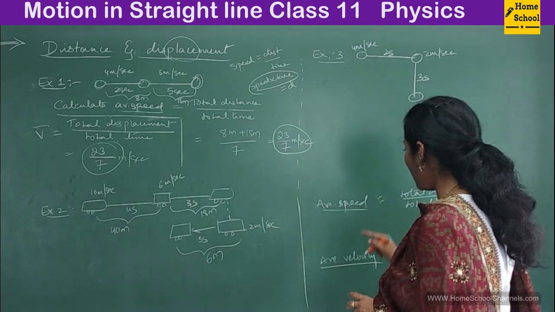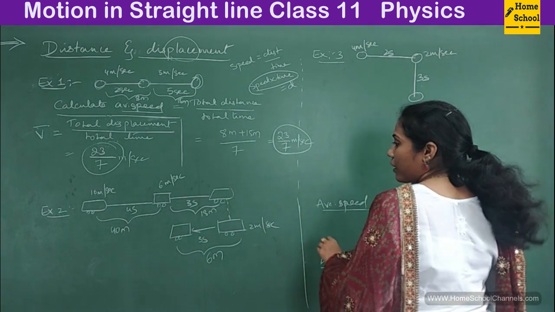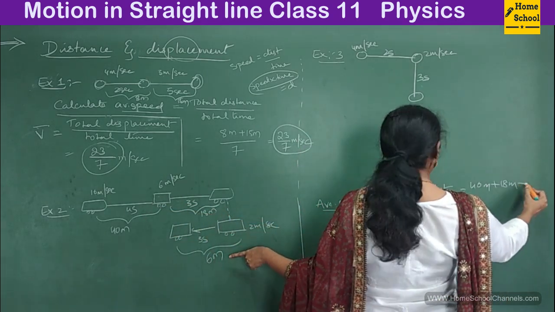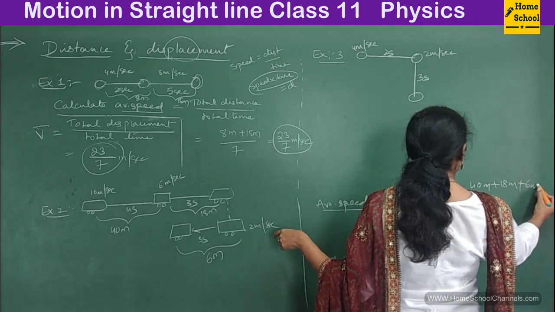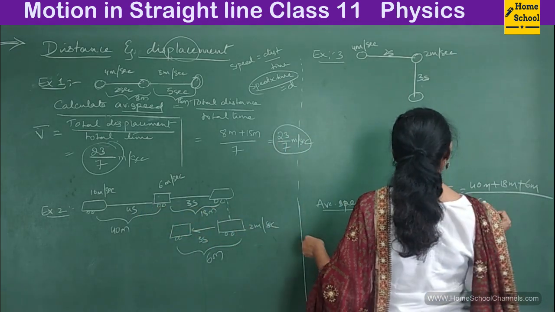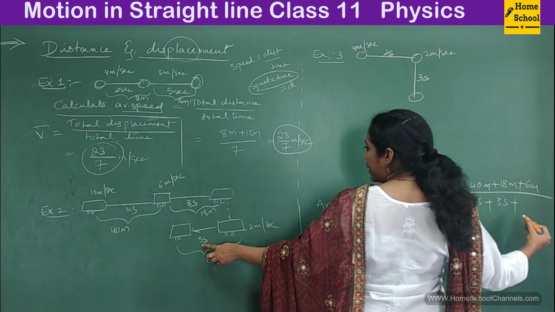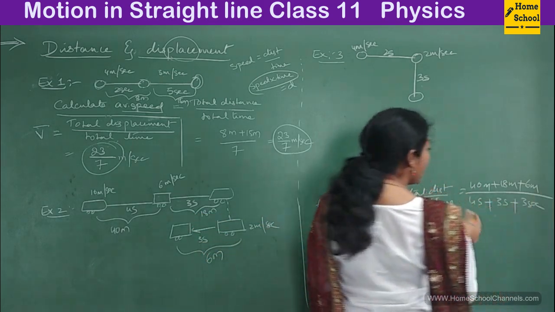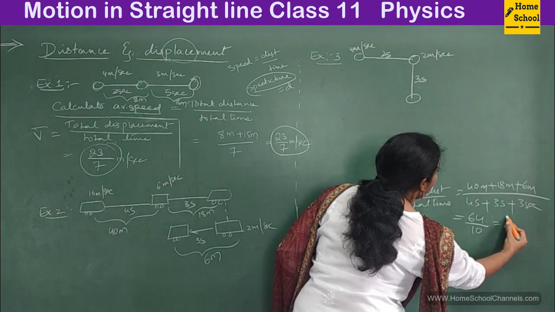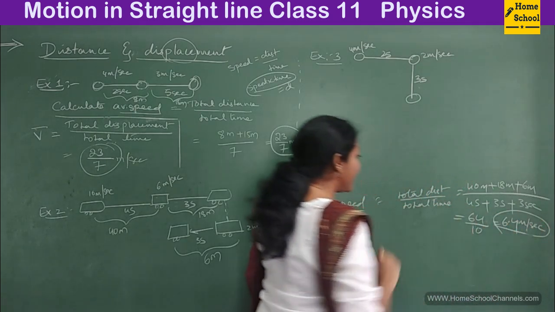Okay, fine. So total distance is how much? 40 meters plus 18 meters plus 6 meters, divided by total time. Time 4 seconds plus 3 seconds plus 3 seconds. Right? So this is how you will calculate. So you will get around 64 by 10, that's around 6.4 meter per second. Okay, so this is your average speed.